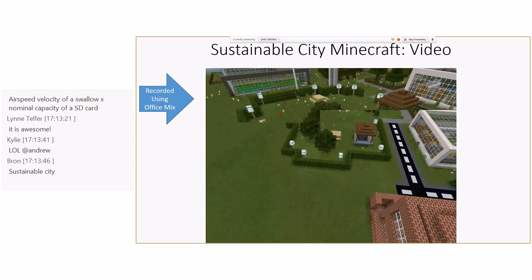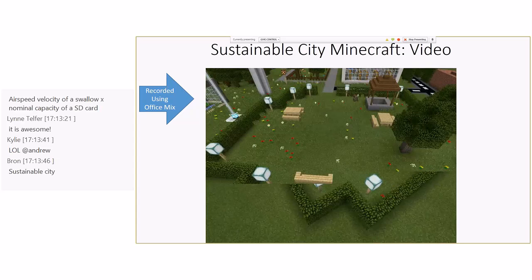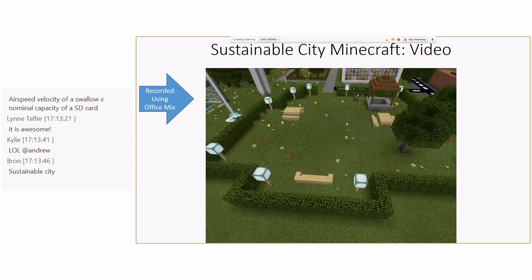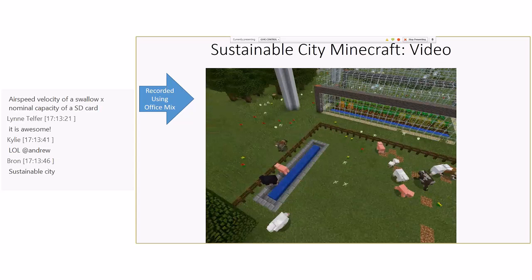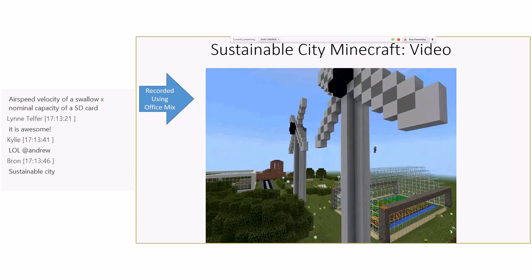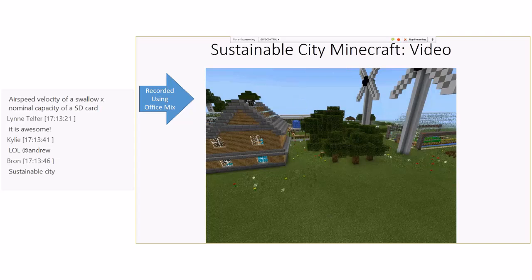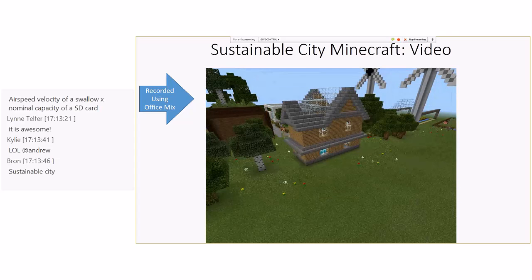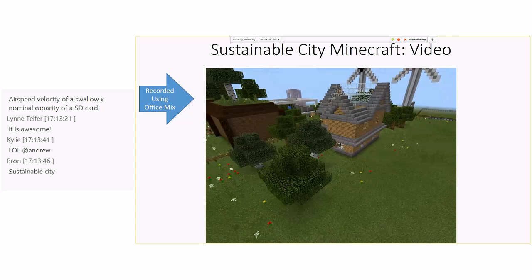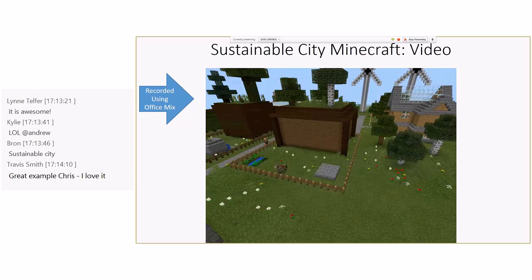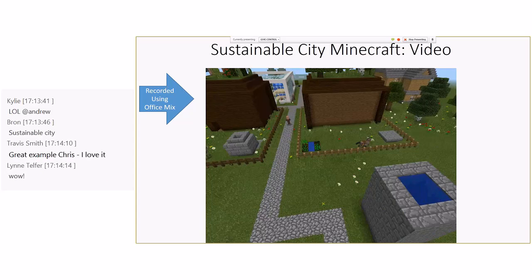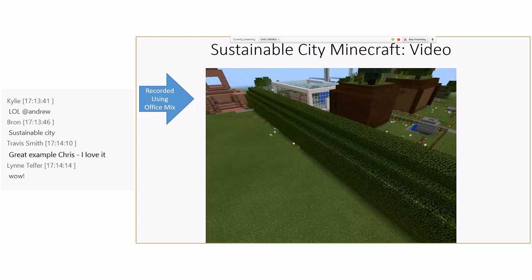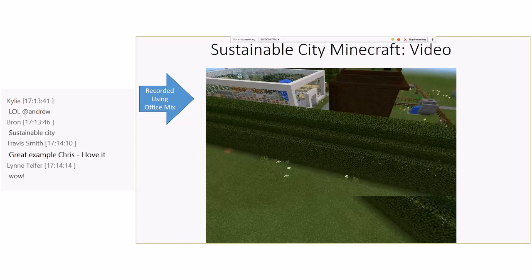My classes are about a 50-50 mix of girls and boys. They all seem to really be into it, and once they get their head around how to do it, they really enjoyed doing it. They had to go through all the different aspects of windmills, solar panels, sustainable farming and all those sort of things. They had to create it, and then these are all recorded using Office Mix. Office Mix is really useful for screen recording because it's difficult to record your screen in Minecraft.